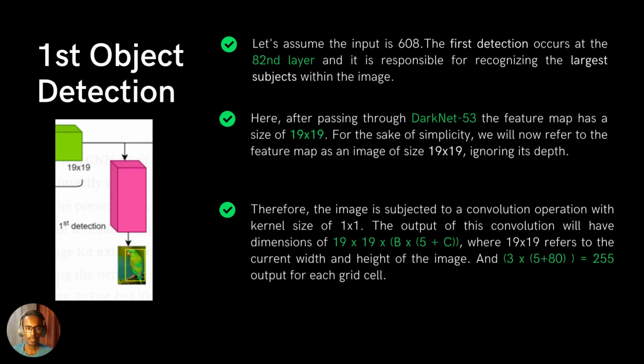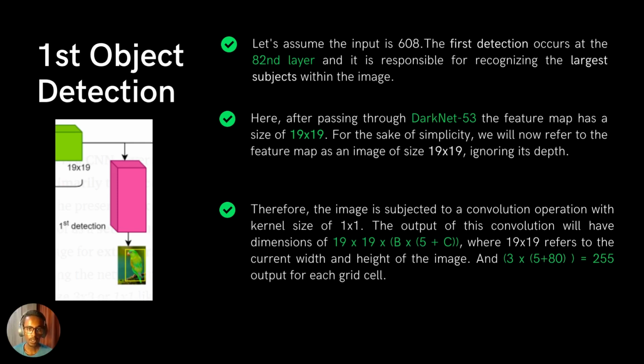Now, we have mentioned that we can get predictions at different scales. So let's take a peek at the detection that is being performed on these different scales. On the first prediction, let's assume the input is 608. The first detection occurs at the 82nd layer, and it is responsible for recognizing the largest subjects within the image. So it's going to detect the large objects.